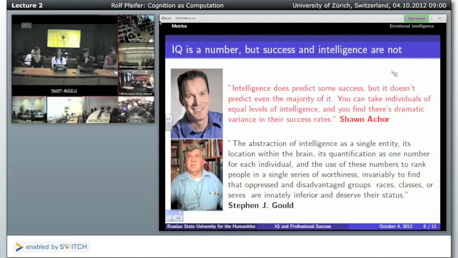Okay, but IQ is a number, but success and intelligence are not. There are many critics about IQ measurement. You can see the words of Shawn Achor: Intelligence does predict some success, but it doesn't predict even the majority of it. You can take individuals of equal levels of intelligence, and you find there is dramatic variance in their success rates. A similar point of view was held by Stephen Gould, evolutionary biologist.